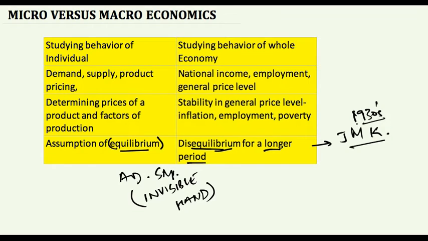So, the Great Depression became so big because it was assumed that an economy will come back to equilibrium at some or the other point, but it did not happen because of certain underlying macro reasons, and those reasons were given by J.M. Keynes by stating that the economy will not come back to equilibrium unless certain steps are taken by the government.